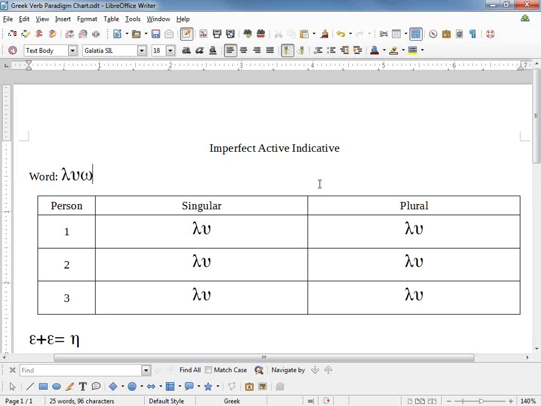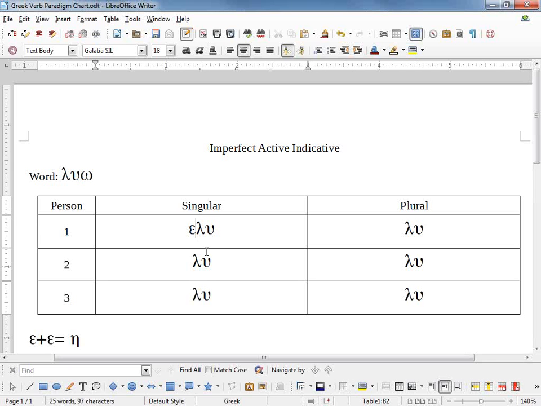All right. The next thing that I'm going to do is add the augment to this form. Like I said, whether it's the imperfect or the aorist, it will always have this augment, and only in the indicative, I should say. So this gives us the clue that it is a past action, okay? And this is the augment. It is simply an epsilon in front of the stem. So I want you guys to add the epsilon in front of the stem.